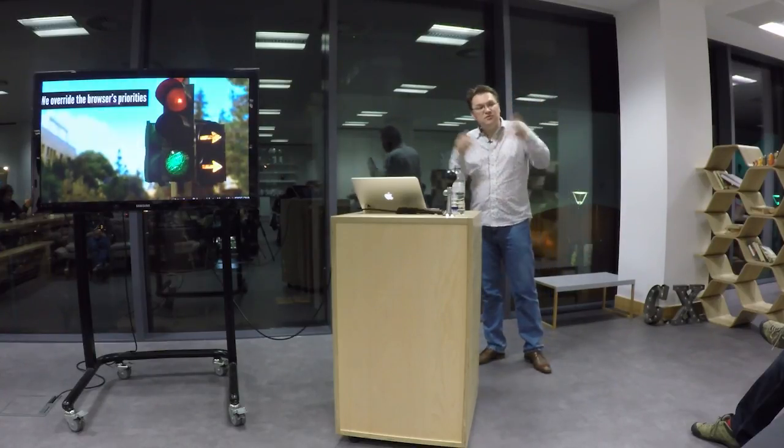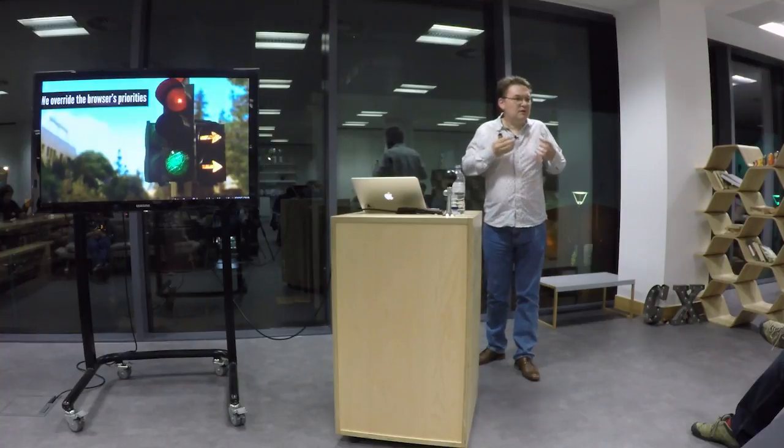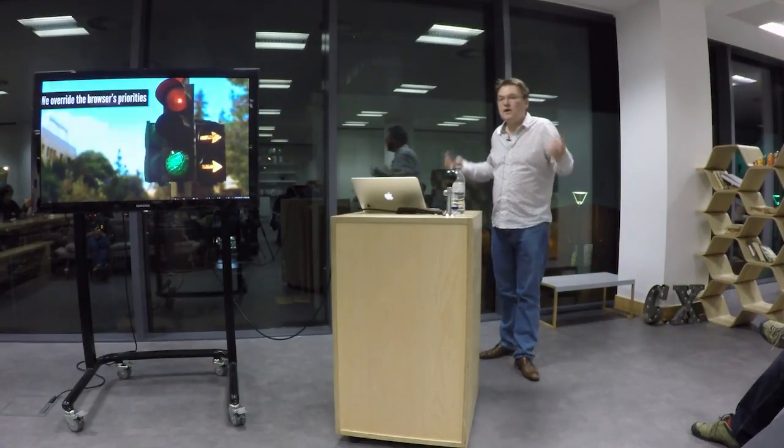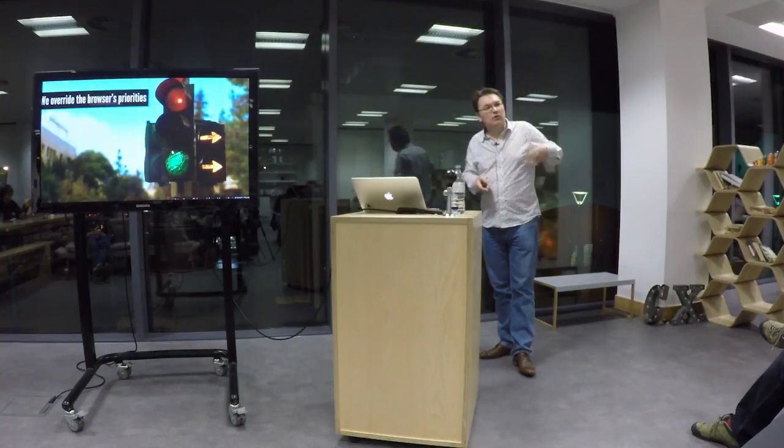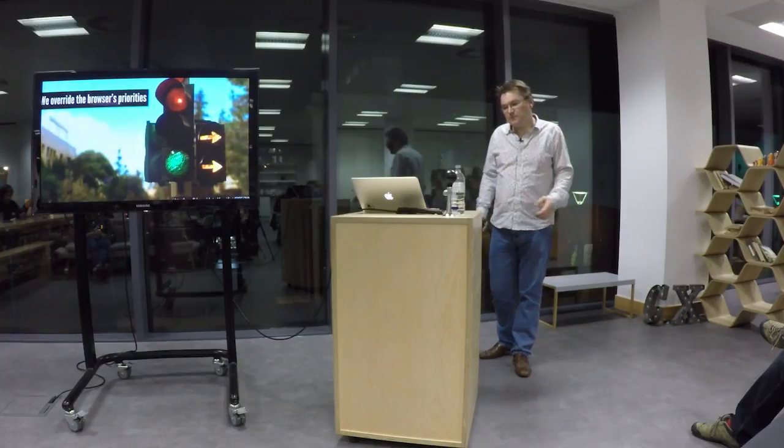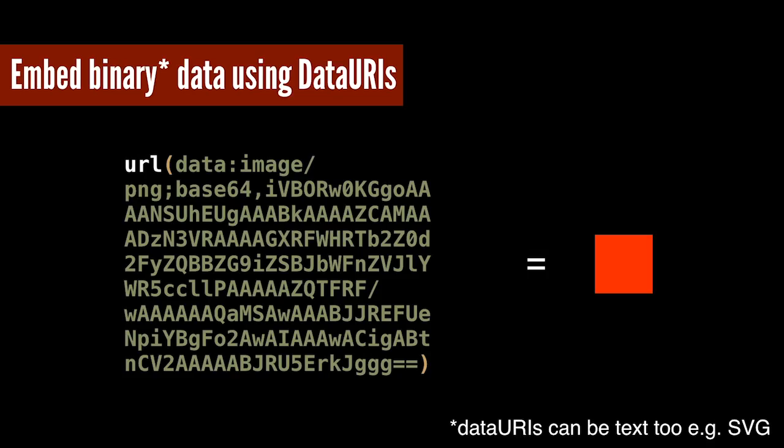So the browser has these heuristics that they've learned from looking at millions and millions of browsing sessions to decide what's the optimal order to download stuff in. And what do we do? We decide we know better. So we embed images as data URIs or fonts as data URIs. Which makes the download bigger and overrides their priorities.